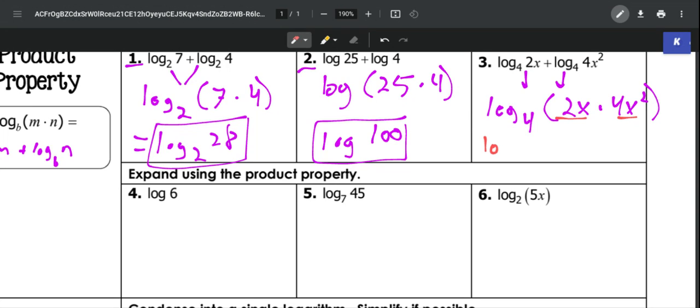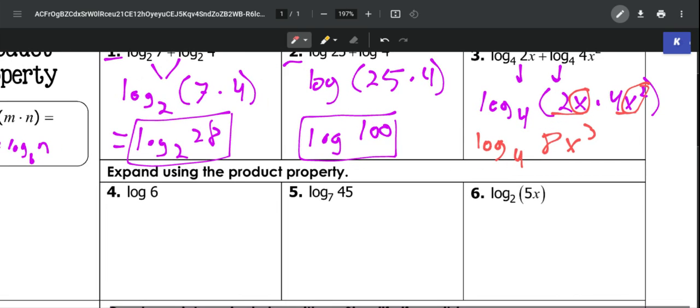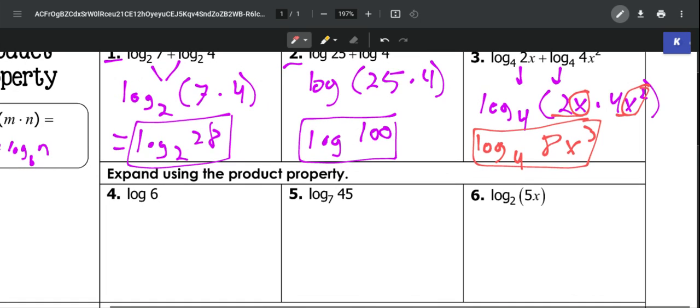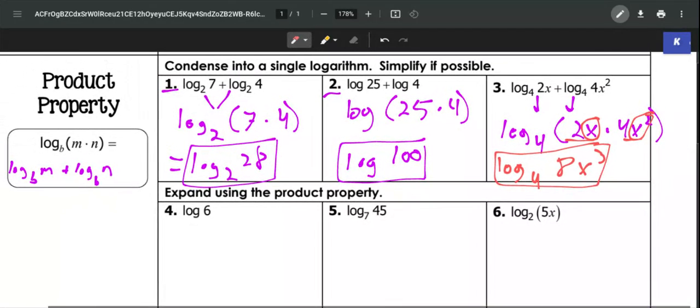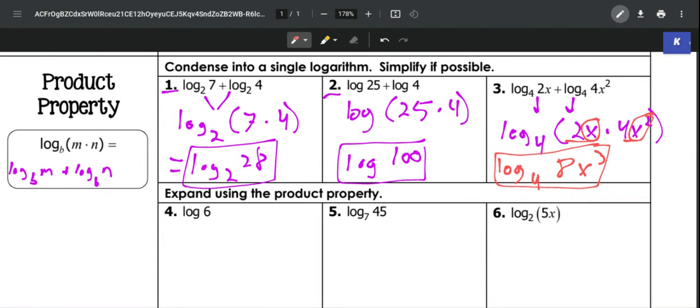So when we simplify this further, we'll have log base 4. 2 times 4 is 8, so it'll be of 8x. We have x times x squared. In order to perform that, we have to add our exponents, so it'll be x to the third. That's the only real part you need to pay attention to: your rules for exponents. But that's it for condensing our logarithms.